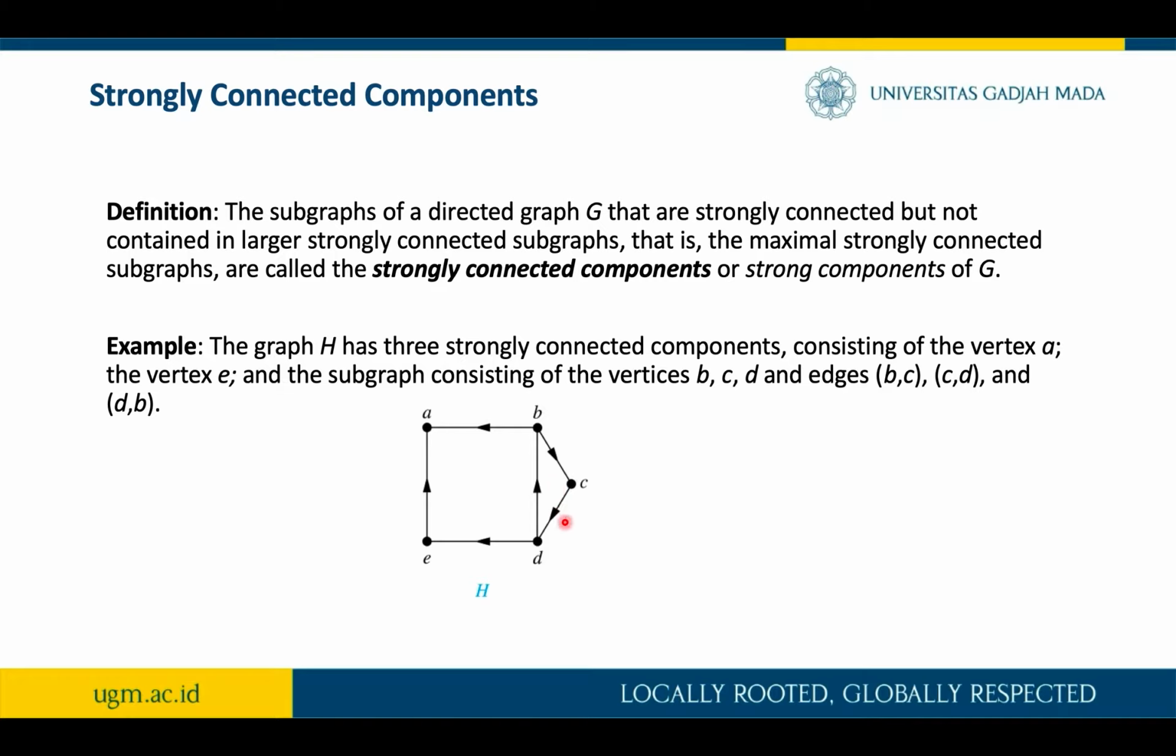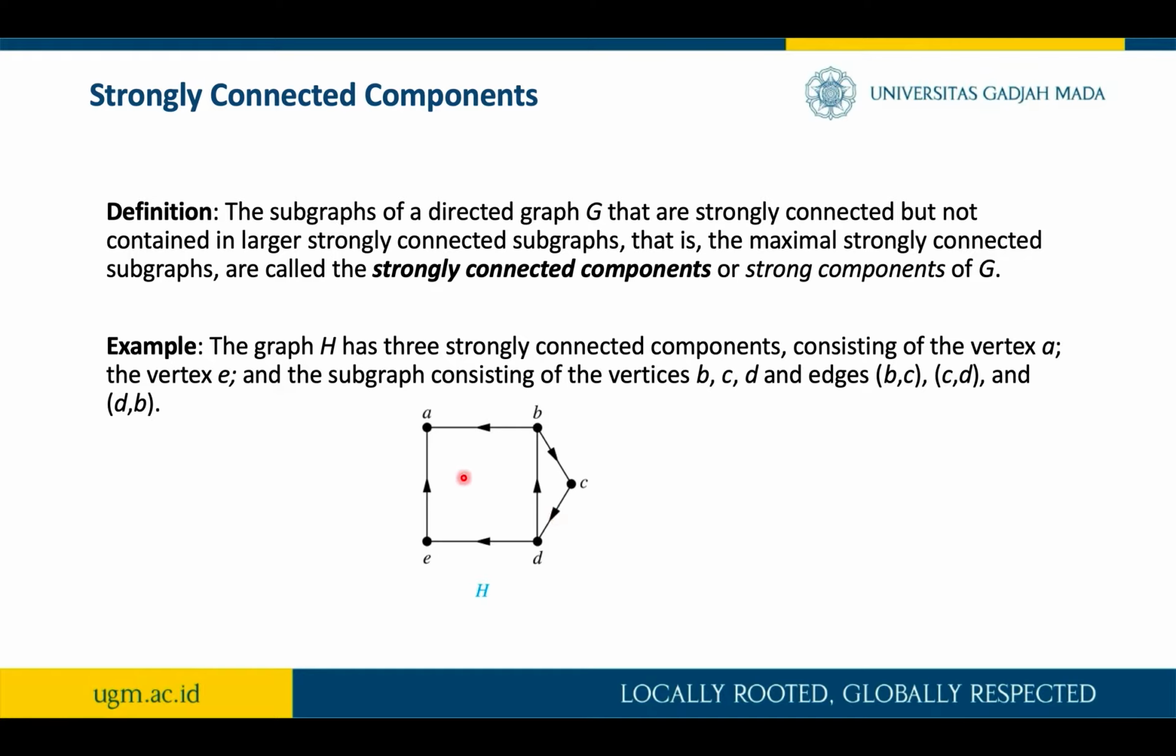So this is a strongly connected component, and it cannot be extended. Because if we include, for example, E, then there is no path from E to any other vertex here. If we extend it to A, then there is no edge from A to any other vertex here. So we cannot extend it to either E or A. So this is the maximal strongly connected component.